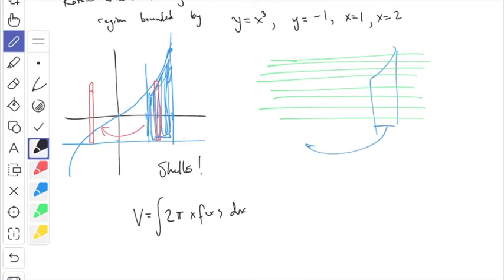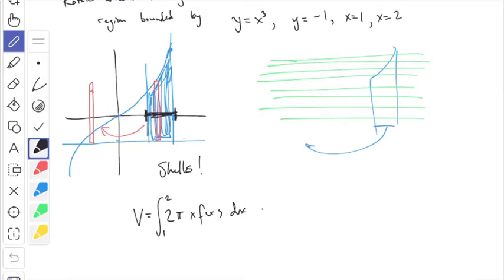How about the integration boundaries here? Anybody got an idea? What do you think? Say from 1 to 2. Yeah, from 1 to 2, right? You want from here to here on the picture. This is the range of x values that you use on the shells. You only take the x values from one side of the figure. It's going to be 1 to 2 in this example.